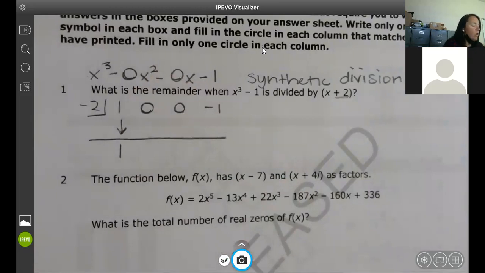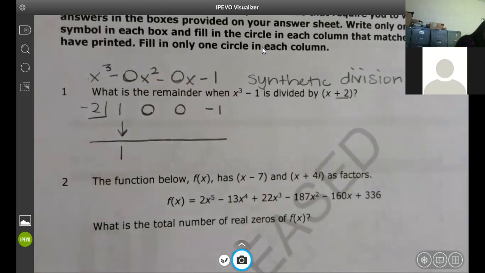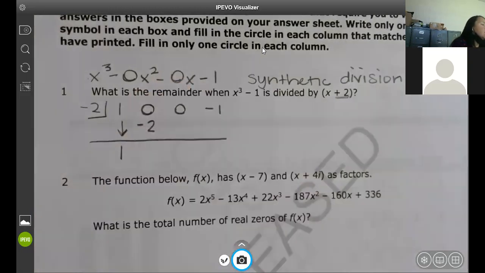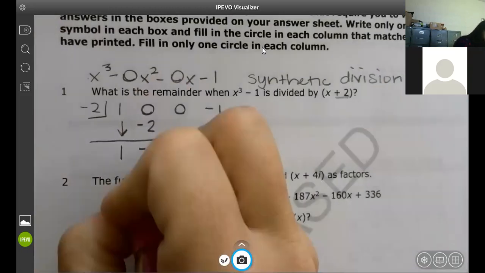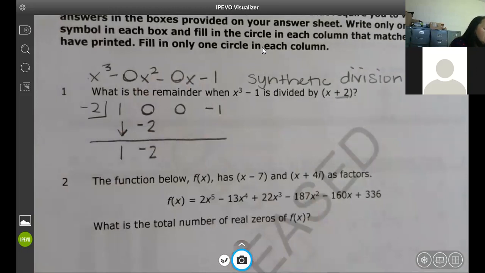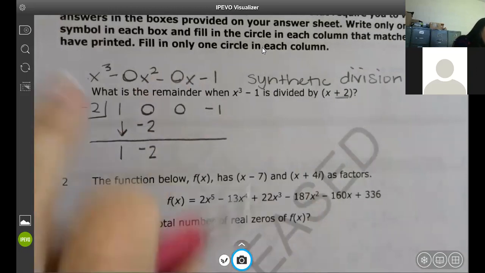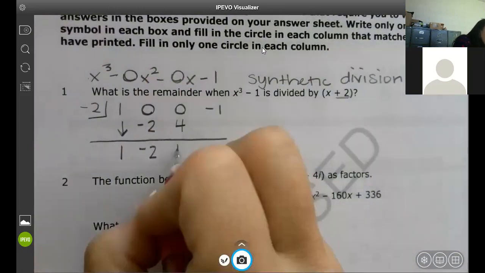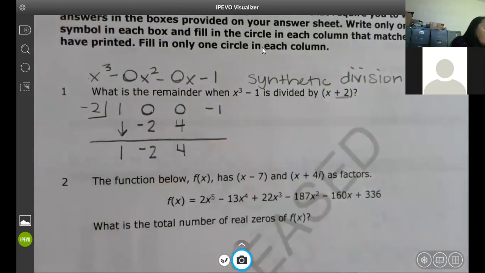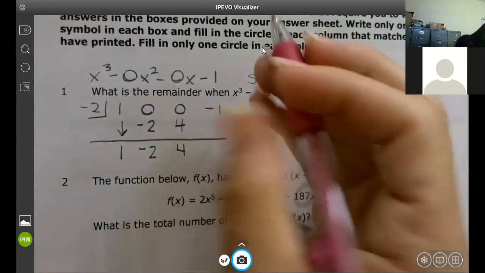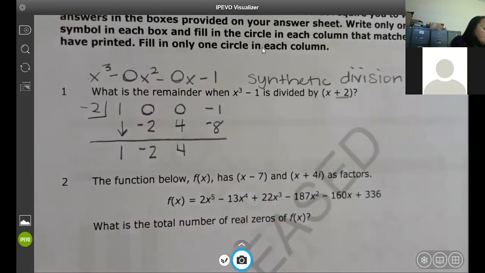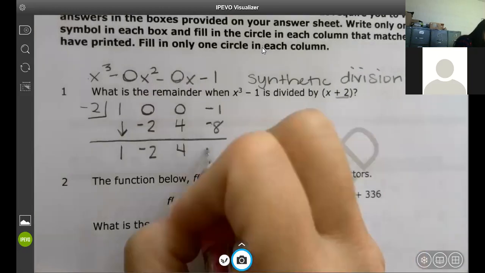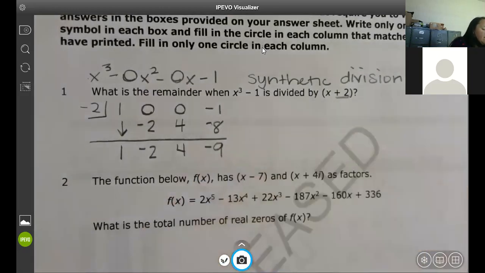Multiply it by the box. 1 times -2 is -2 when we put it under the second number. So again, multiply by the box. 1 times -2. We're going to add those up when we get -2. Multiply by the box. -2 times -2 is +4. We add those up. 0 plus 4 is 4. Multiply by the box. -2 times 4 is -8. Add that up. -1 plus -8 is -9.